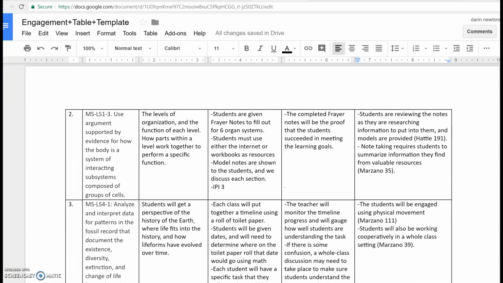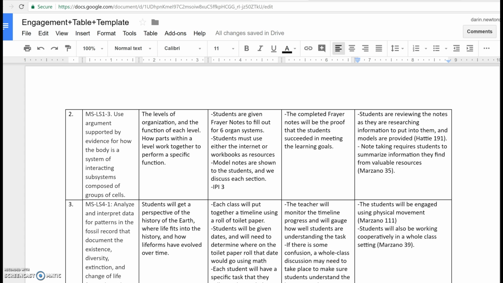For the second activity, the standard is MS-LS1-3. So you're going to use arguments supported by evidence for how the body is a system of interacting subsystems composed of groups of cells. So students are going to be learning the levels of organization, the function of each level, and then how parts within a level work together to perform a specific function.